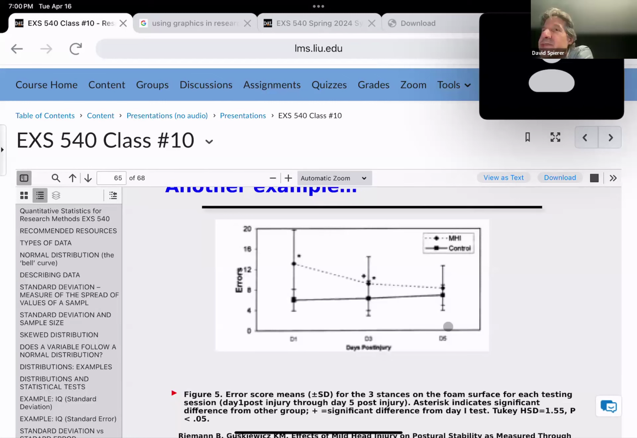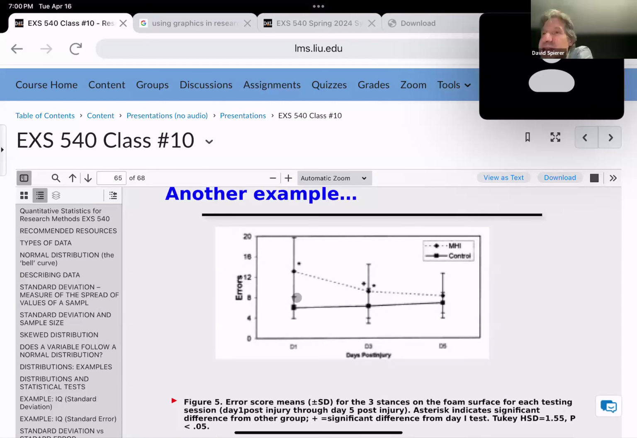Now, I do want you to pay attention to something though. These little bars here are your error bars.